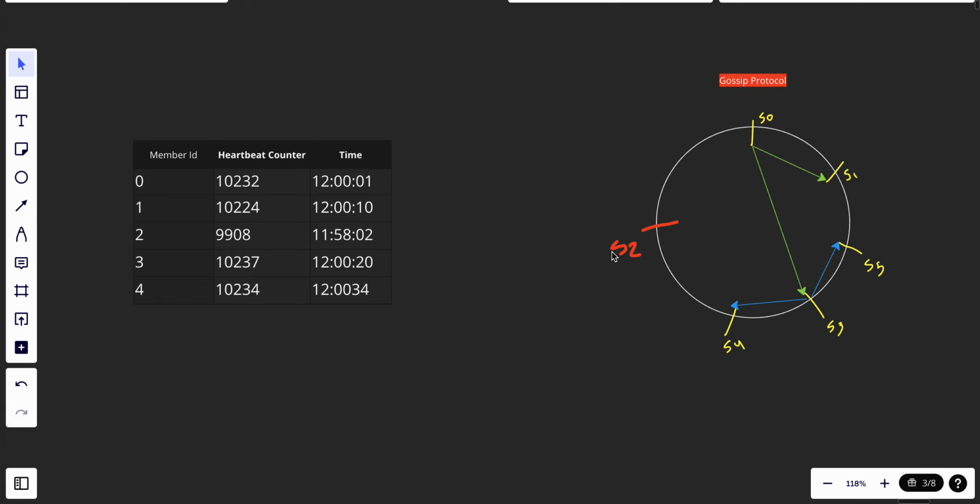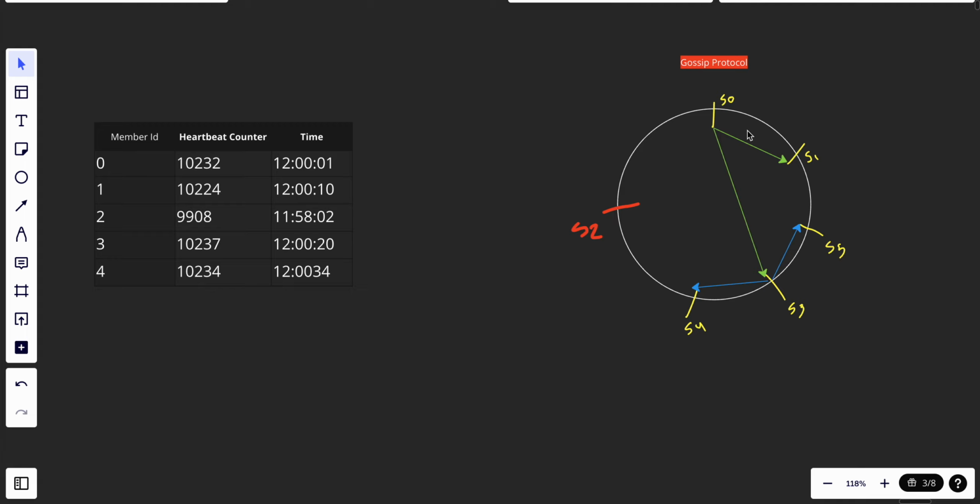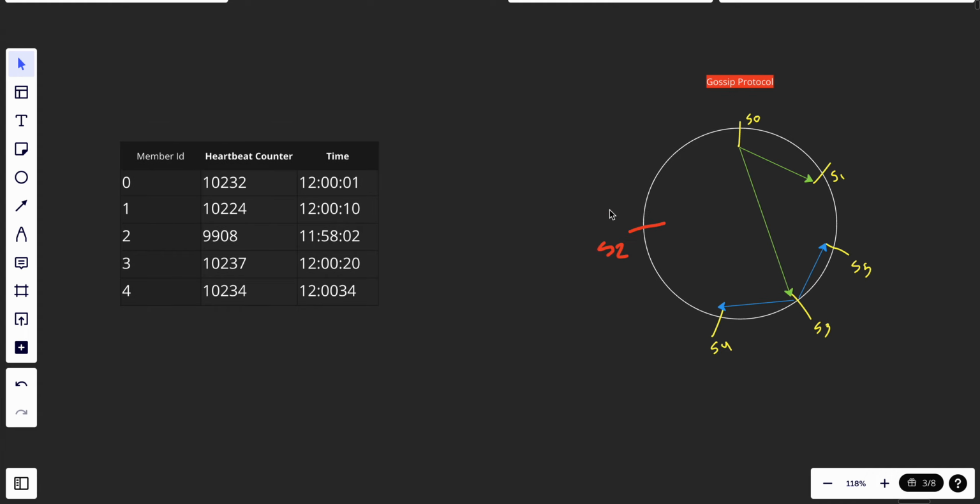If you look again here, node S0 maintains a membership list, shown on the left side. Notice the S2 membership ID: its heartbeat counter has not increased for a very long time. So node S0 sends a heartbeat that includes S2's info to a set of random nodes. Once other nodes confirm that S2's heartbeat counter has not been updated for a long time, node S2 is marked down, and this information is propagated to other nodes. So this is how we can detect failures.